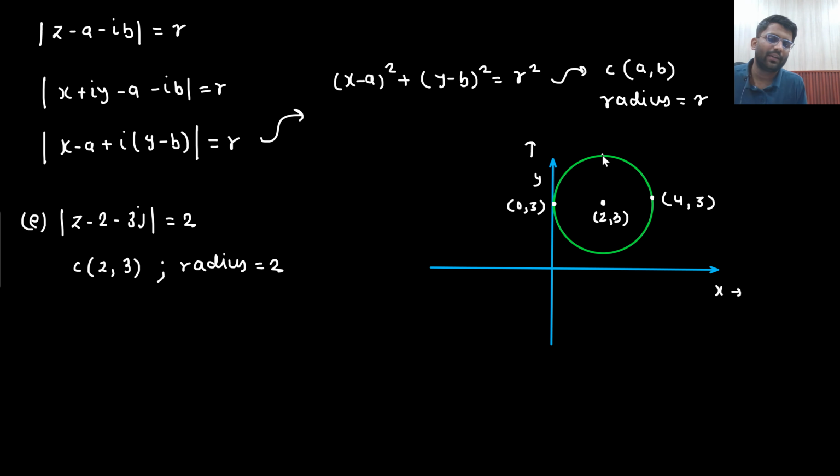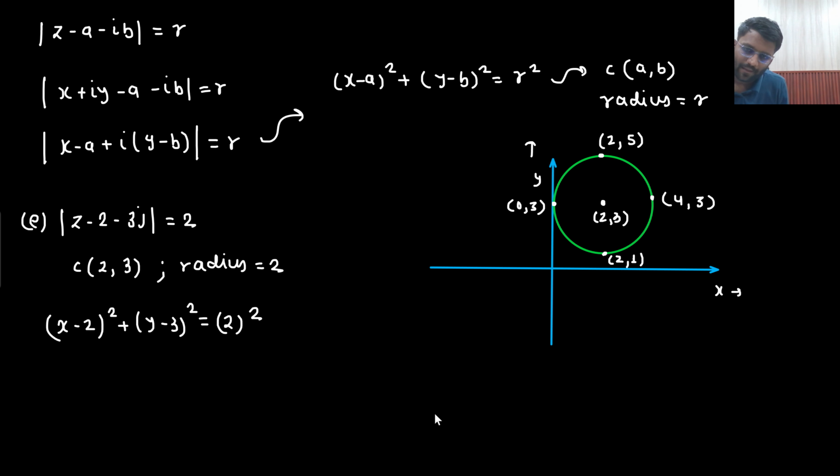What about this one? Here your x value will remain 2 only and y value will become 5, and here your x value will remain 2 only and y value will become 1. So this is the circle that you are getting. Can you write down the equation of the circle? Absolutely. Center is at 2 comma 3 and radius of 2.